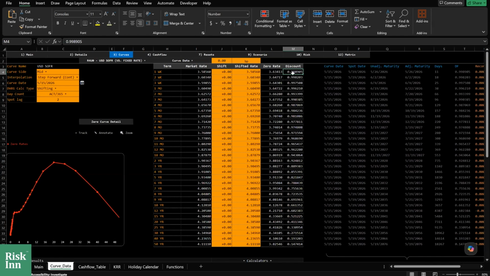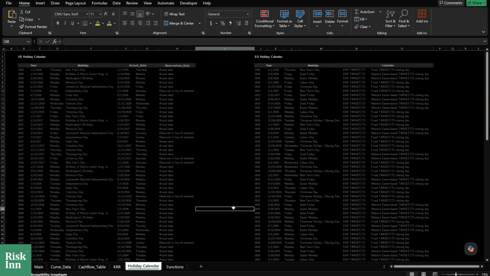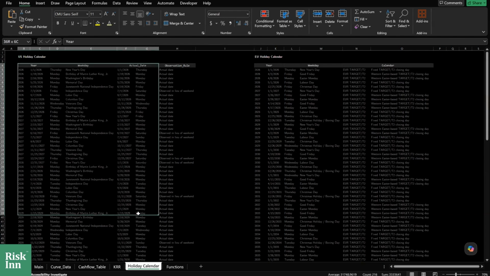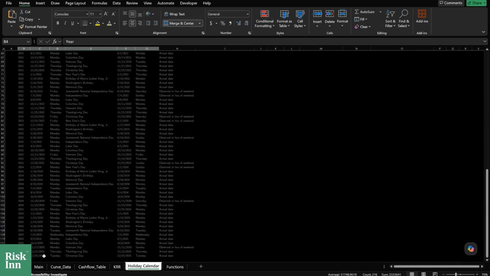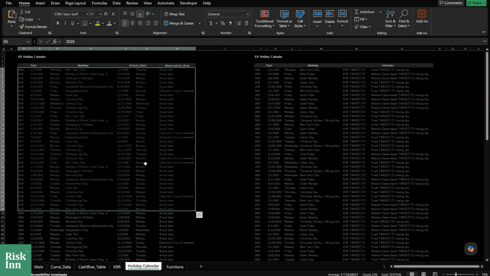If you want to calculate discount factors here, is 1 week 5 days or 7 days or more than that? All these things need to be captured. So we have to use the entire holiday calendar, because when you calculate the number of days, holidays become very, very important. So this is the US holiday calendar all the way till 2035, public holidays, and the EU holiday calendar. Without this, you will never be able to match.